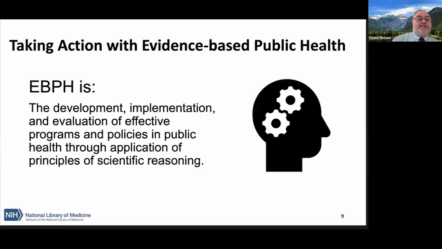So what is evidence-based public health? The standard definition that we like to use is the development, implementation, and evaluation of effective programs and policies in public health through application of principles of scientific reasoning. And again, the real outcome is the development; we want to really look at what effective programs and policies are. That's a key aspect of evidence-based public health, but how do you know something is an effective program or policy?